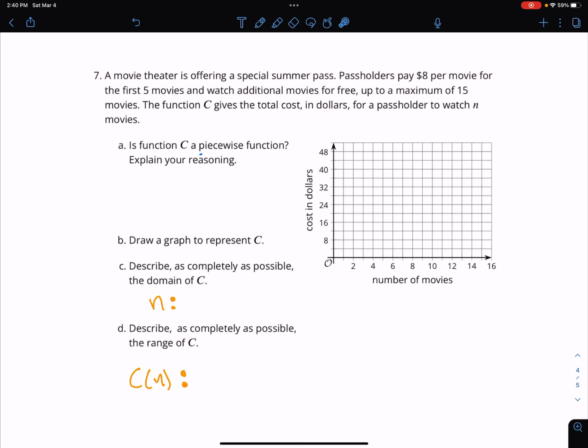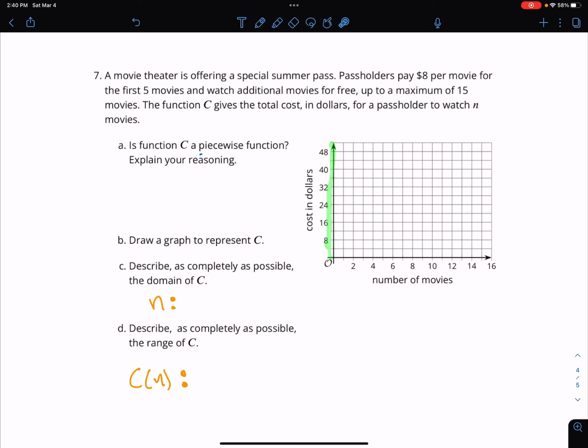And the cool thing about this summer pass is you can watch additional movies for free up to a maximum of 15. So if you pay for those first 5 movies, guess what? You get to go watch 10 more for free. This sounds like a great deal. I would definitely be interested in a summer pass like this. So the function C gives the cost in dollars for a pass holder to watch N movies. So the N is the number of movies they're going to watch. So here's our input. We plug in how many movies we watch, and our output, we find out what it's going to cost.